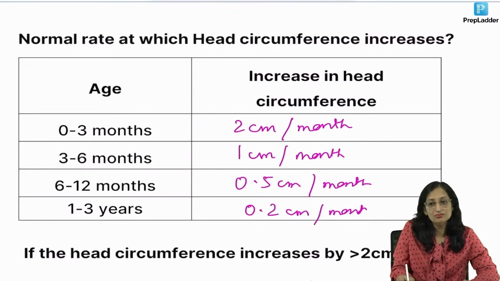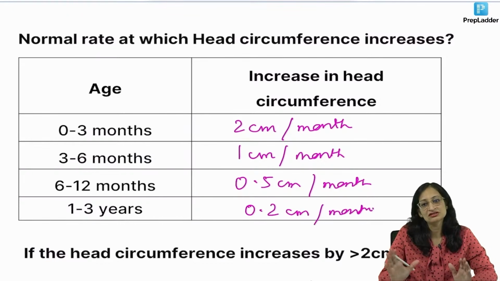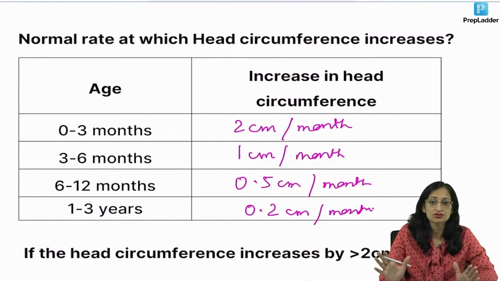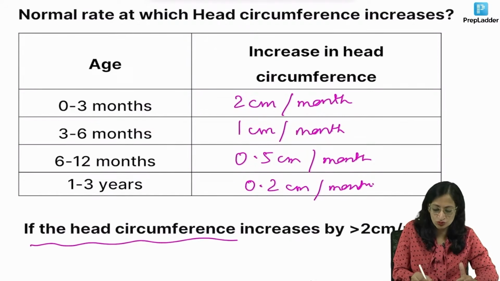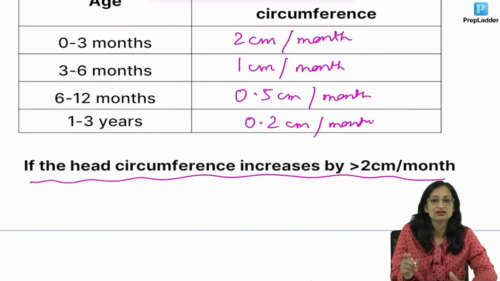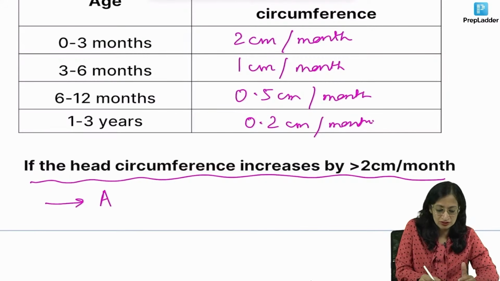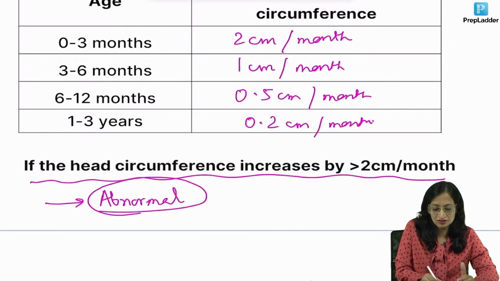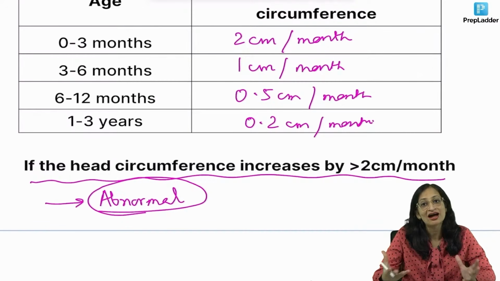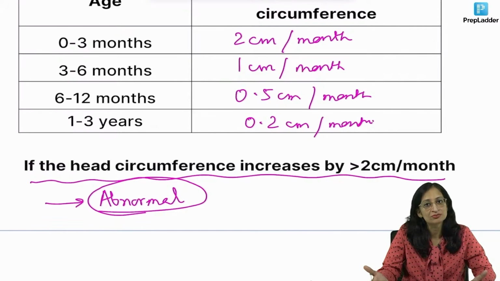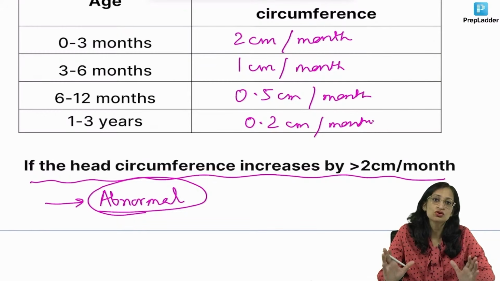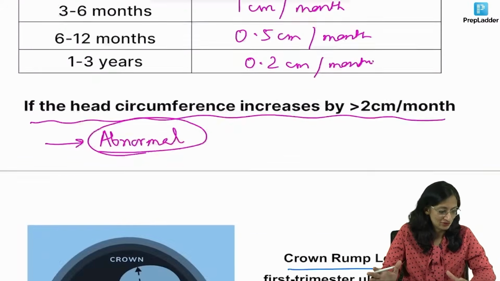So, you can see that the maximum increase in head circumference is taking place in the first year of life. And at any point of time, if you see that the head circumference has increased by more than 2 centimeters in any given month, then that is abnormal. You need to look for the underlying causes of rapid increase in head circumference, which could be hydrocephalus, a CNS tumor, or an intracranial bleed. So, you need to look for the underlying abnormality, right?